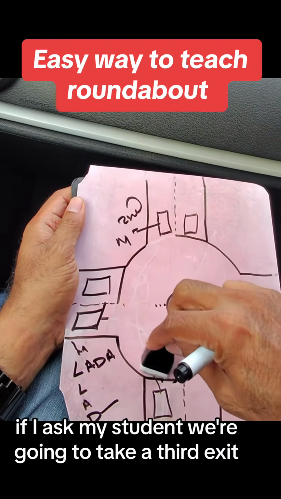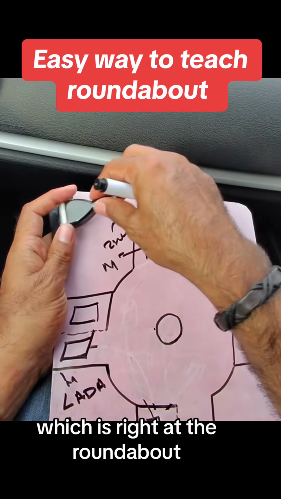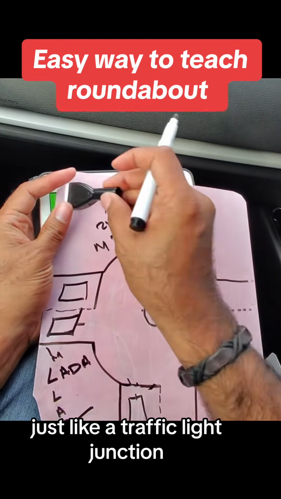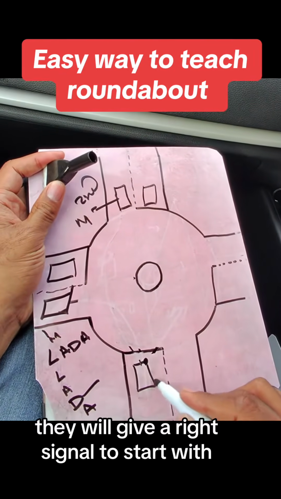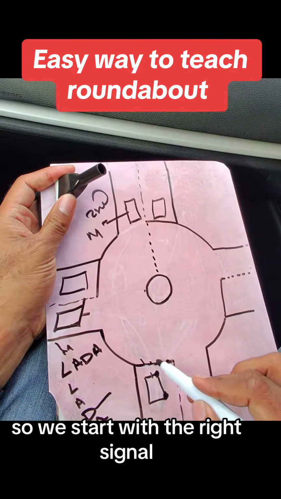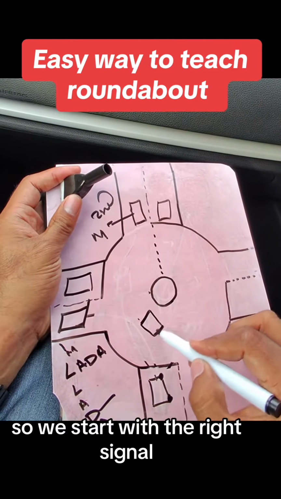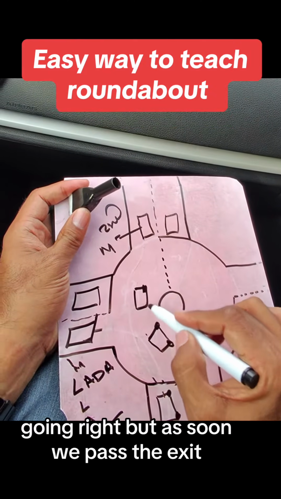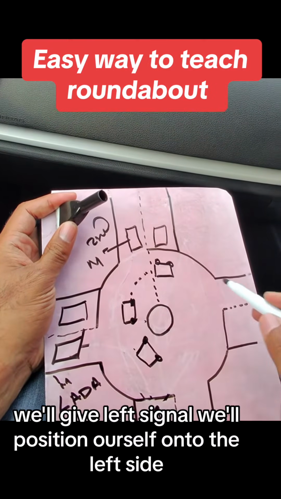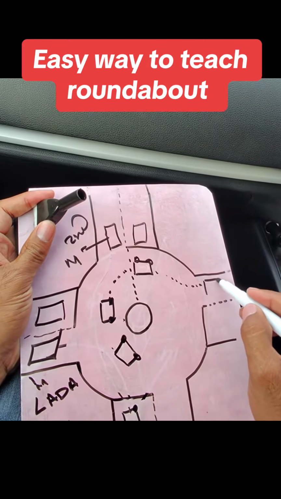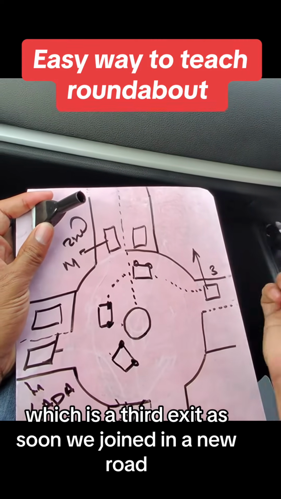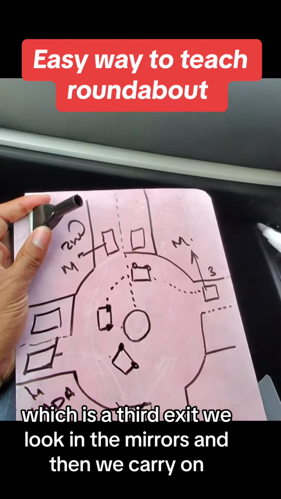Now if I ask my student, we're going to take a third exit, which is right at the roundabout. Now it's after 12 o'clock. So which signal do we need to give? Just like a traffic light junction, they will give a right signal to start with. And on this occasion, we do not want a second exit. So we start with the right signal, keep it right, going right. But as soon as we pass the exit, which is the second exit we don't want, we'll give left signal. We'll position ourselves onto the left side, and then we go to the exit we want, which is the third exit. As soon as we join a new road, which is the third exit, we look in the mirrors, and then we carry on.